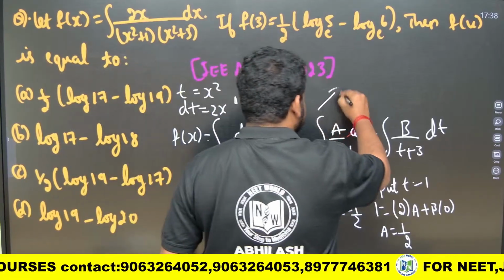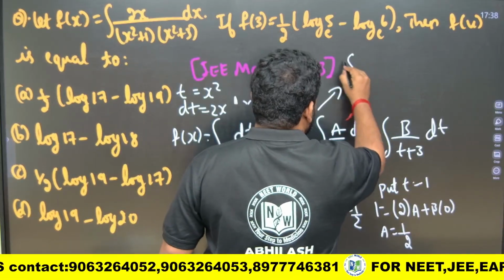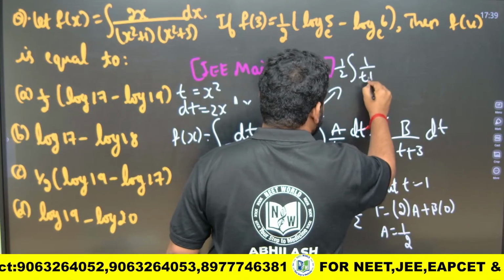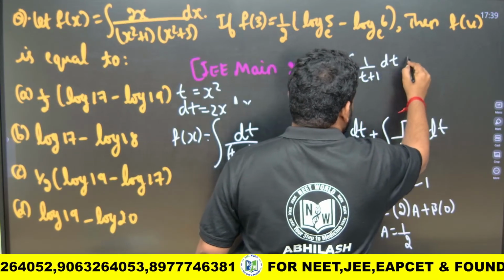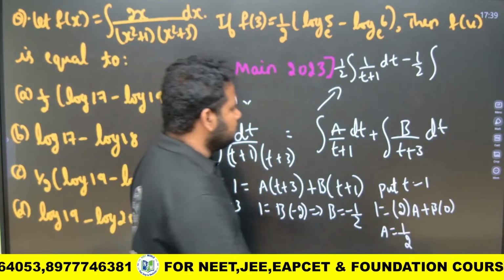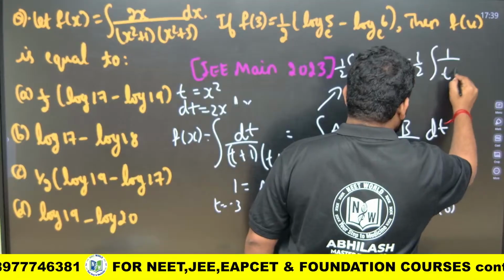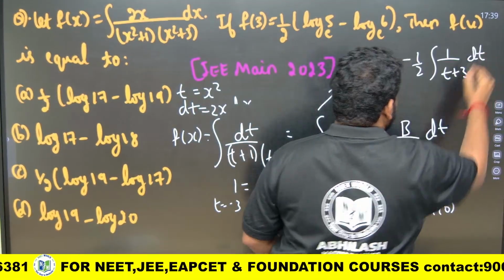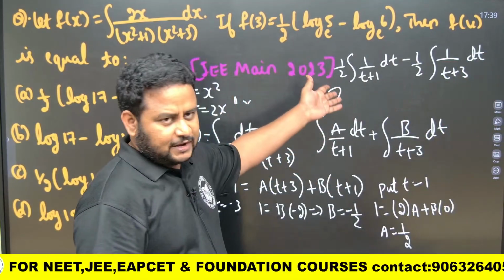I will write it here. This integral will turn into the integral of 1 by 2 into (1 plus 1 by t plus 1) dt. Okay. Minus 1 by 2, because b is what? B is minus 1 by 2 into 1 by t plus 3 dt. Okay. So, if I apply the integral first, what will I get?